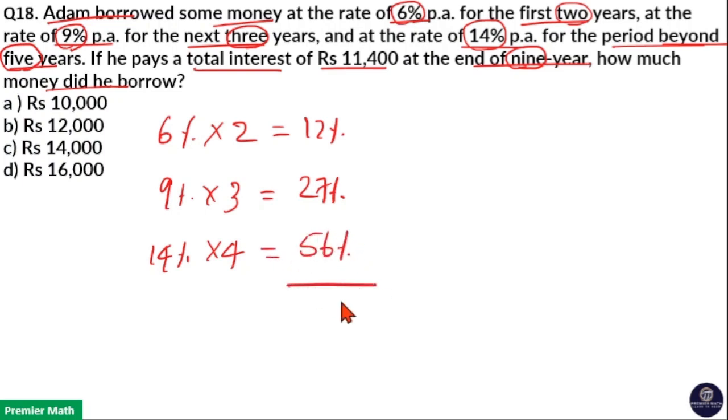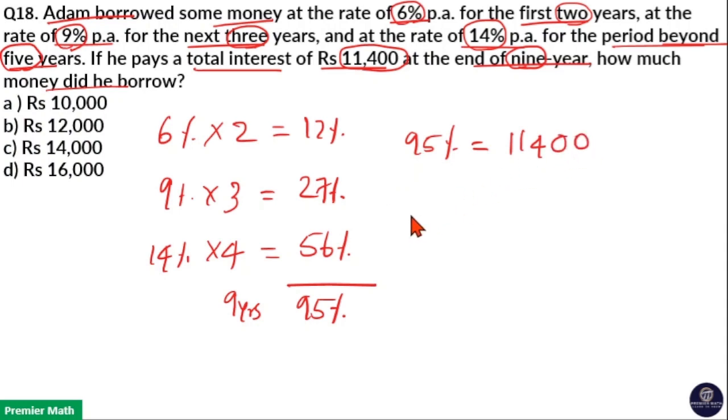So, total number of years, 9 years, he paid total interest 12 plus 27 plus 56 plus 2, 7. 7 plus 1, 8. 7 plus 6, 13. 13 plus 2, 15. So, 80 plus 15 is 95%. So, for 9 years, he paid 95%. And this 95% is equal to 11,400 because he paid total interest of 11,400.